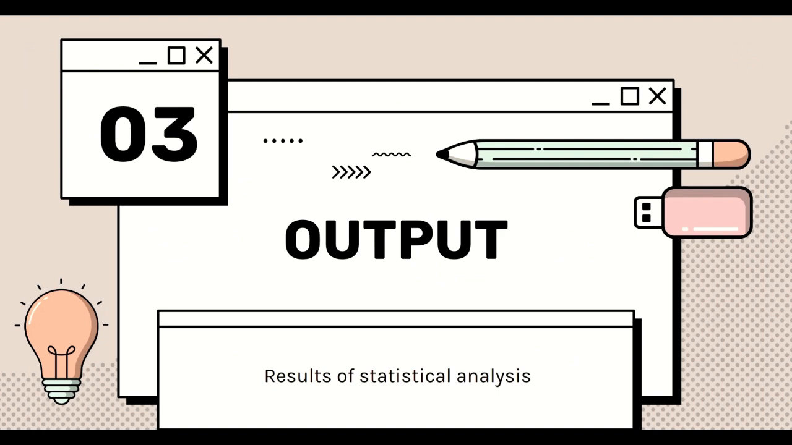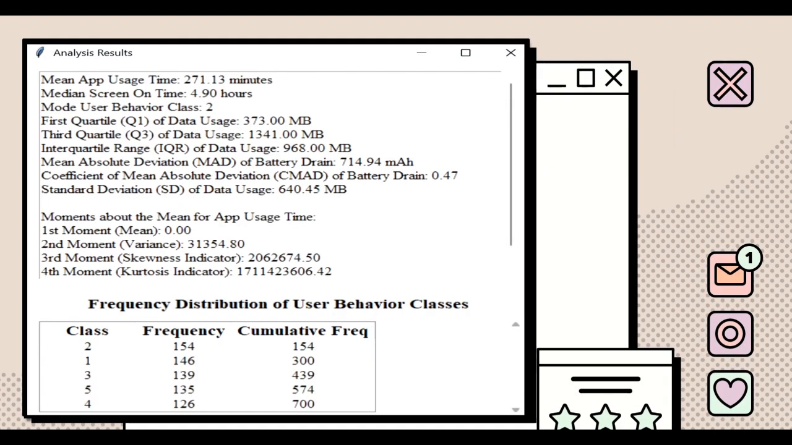We'll move on to the output. The output is the results of the statistical analysis I did. Here you can see that the analysis results are shown not in the conventional output format, but rather in a GUI format, or a graphical user interface format. We can see the mean, median, mode, and then there are the quartiles, and then following there are mean absolute deviation and its coefficient, and also the standard deviation of the data usage.